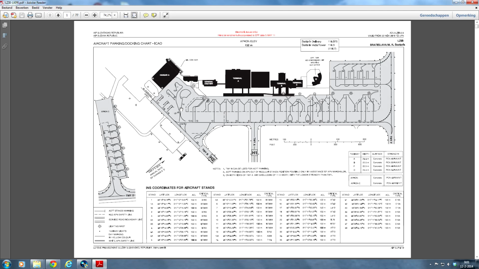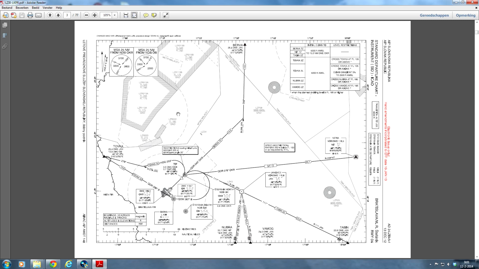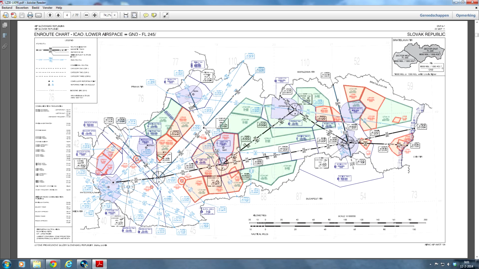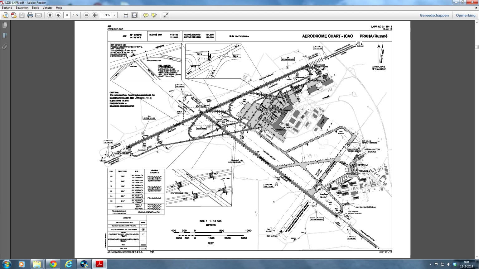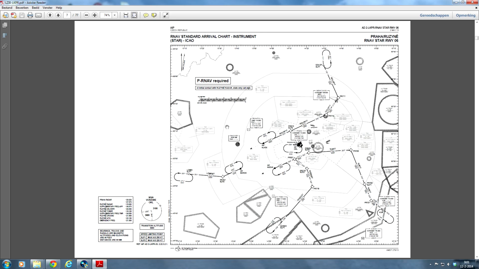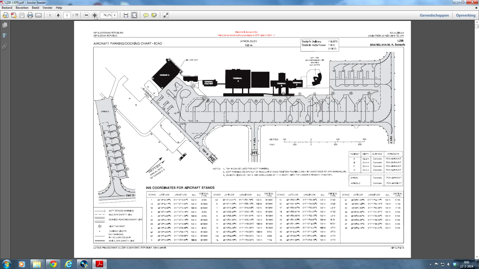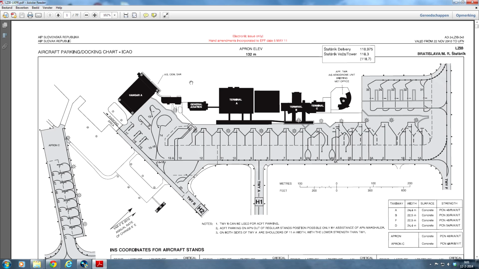So put them in the right order, starting from the ground charts to the departure charts, then the enroute charts, and then the arrival charts, and then the ground chart of the airport again. So let's just review them one by one. We're going to start with this ground chart over here at Bratislava. As you can see, it's just a nice representation of all the parking stands at the airport.